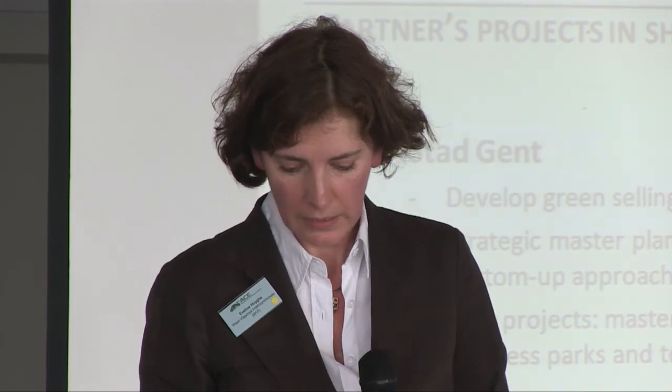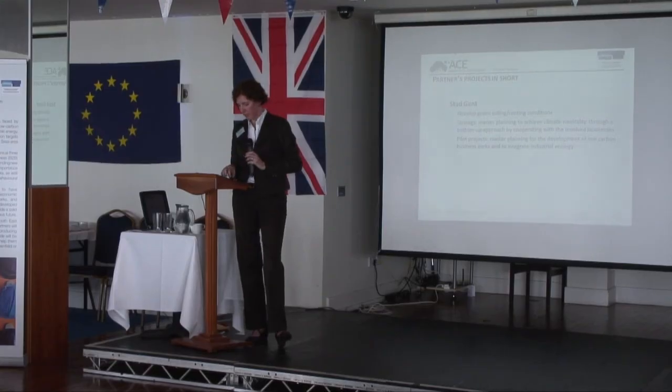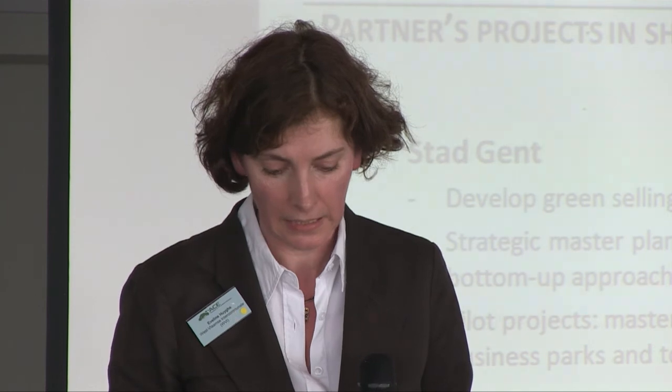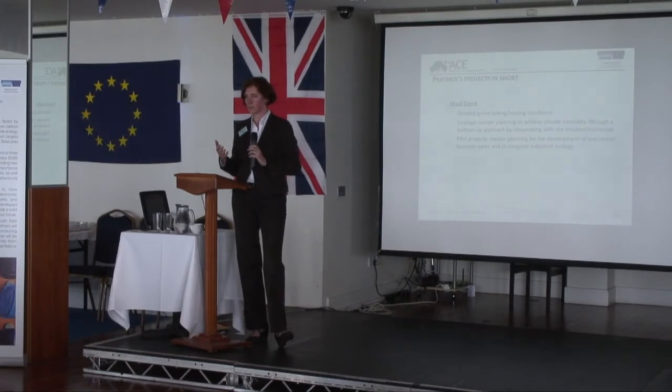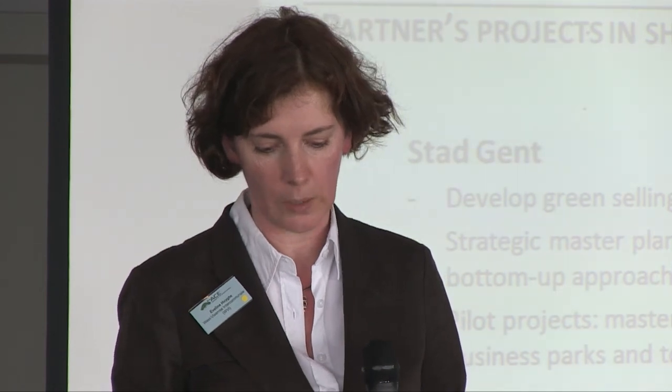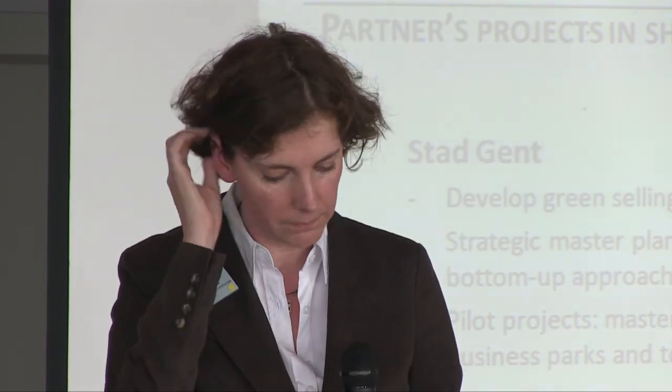So that's very important. They also have the strategic master planning to achieve climate neutrality, and they want to do it by a bottom-up approach. So the city of Ghent has signed a Covenant of Mayors, and by 2050 they have to achieve a very high level of climate neutrality, let's say. And they want to involve businesses from the first moment. So they are in constant contact with different big and small businesses to achieve these goals together. And their pilot projects are also about master planning for development of low-carbon business parks and integrating this with ecology.